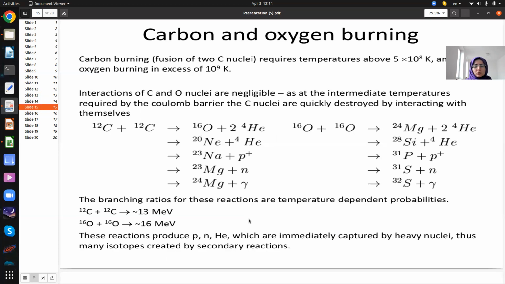The branching ratios for these reactions are temperature-dependent probabilities. Carbon-12 plus carbon-12 gives approximately 30 mega electron volts. Oxygen-16 plus oxygen-16 gives approximately 16 mega electron volts. These reactions produce protons, neutrons, and helium, which are immediately captured by heavy nuclei. Thus, many isotopes are created by secondary reactions.